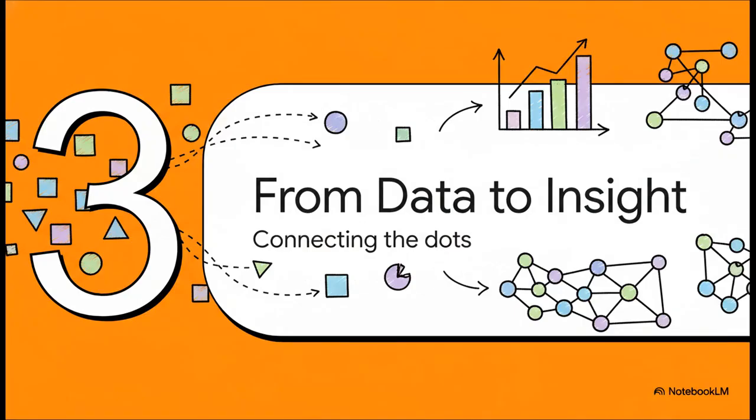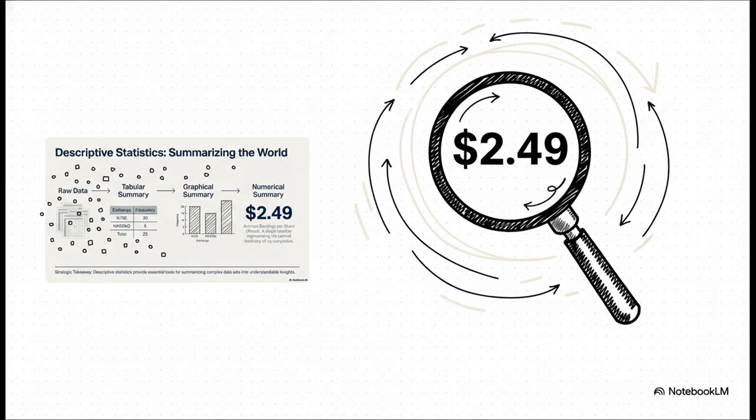All right, so we've got our building blocks. We know the alphabet. Now what? How do we actually use them to say something meaningful? This next part is all about moving from that raw, messy data to some real insight. How do we start connecting the dots to finally see the big picture? This, my friends, is where the magic of descriptive statistics comes in.